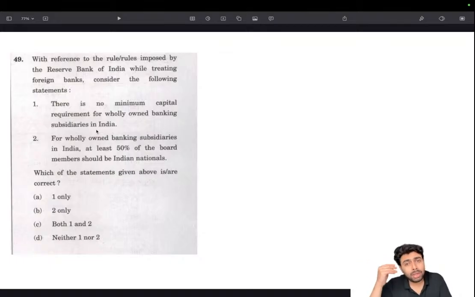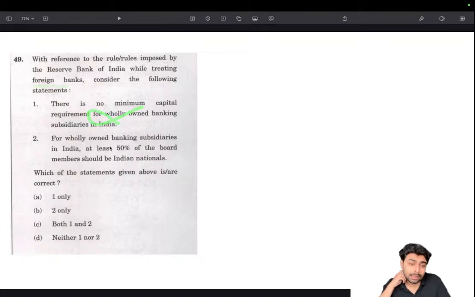giving clearance for a foreign bank to operate in India. There will be a whole lot of criteria. So this seems outright improbable, or outright impractical. Even for payment banks and small finance banks, we have strict criteria about minimum capital requirement. So how can we give some very lenient stance for foreign banks? That seems very improbable. So this is wrong.